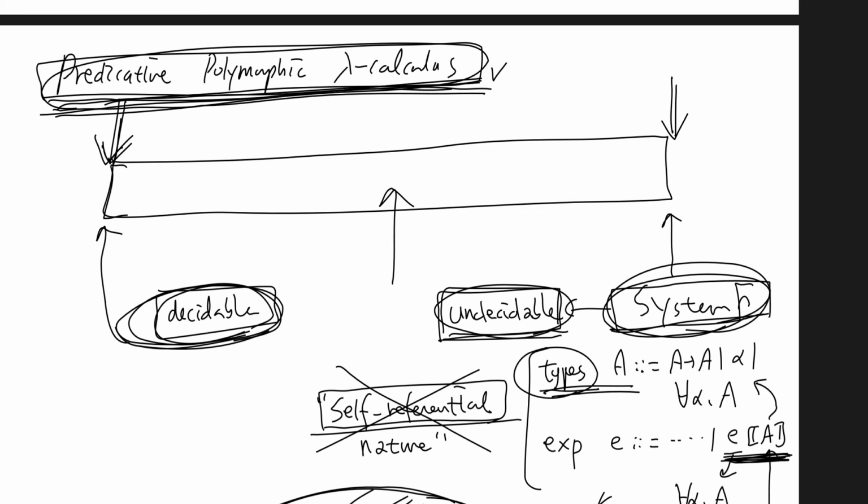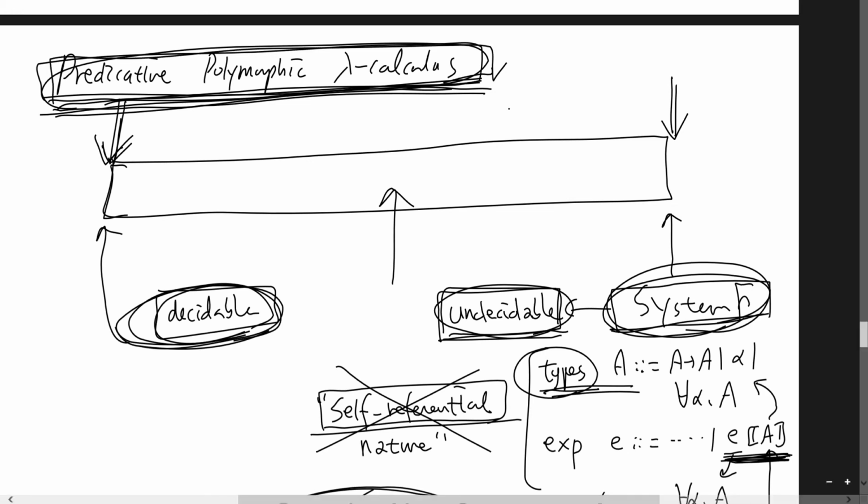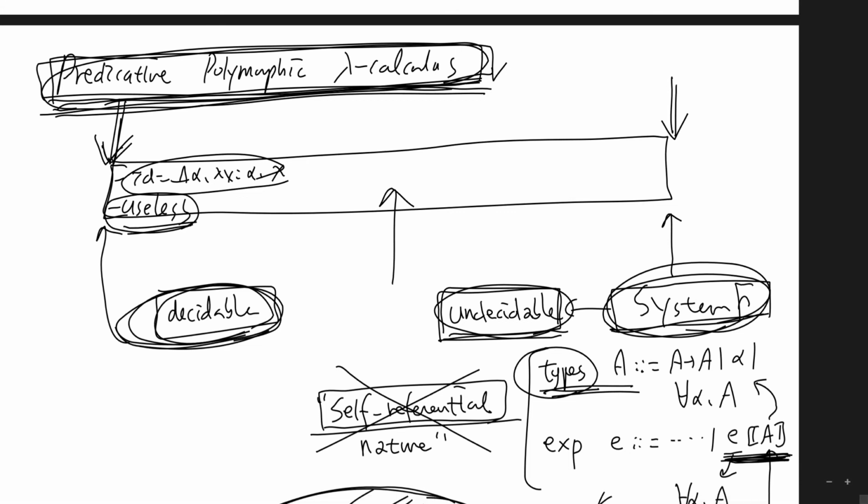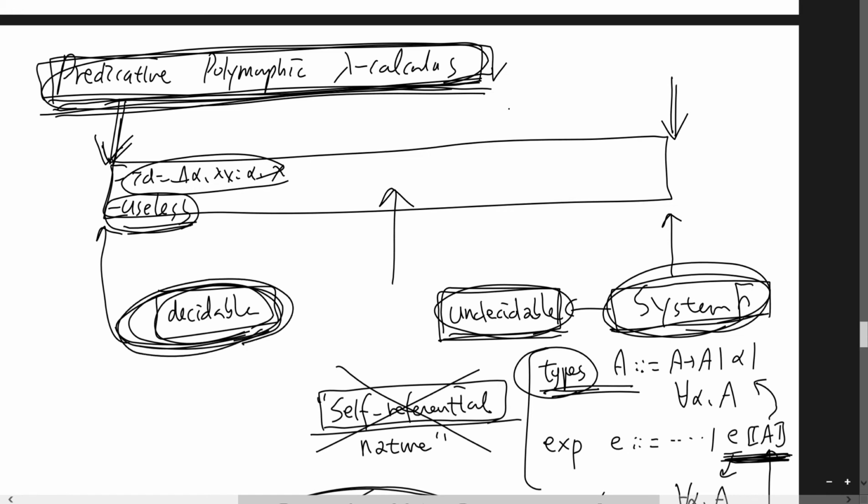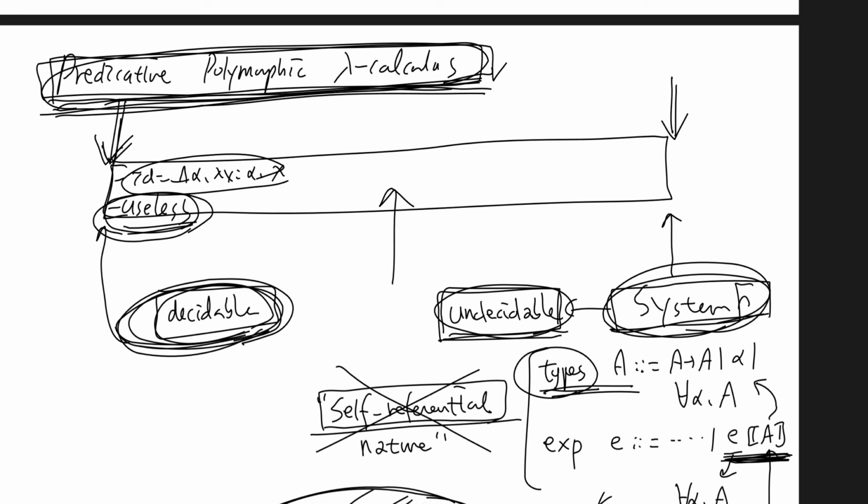But the funny thing is, this predicative polymorphic lambda calculus allows polymorphic expressions. We can definitely write, for example, the polymorphic identity function, capital lambda alpha, lambda x alpha, x. But it's completely useless. That is, it is the least powerful language we can think about with polymorphic types. Type reconstruction is decidable, but it's completely useless. So let's see why this language is useless.